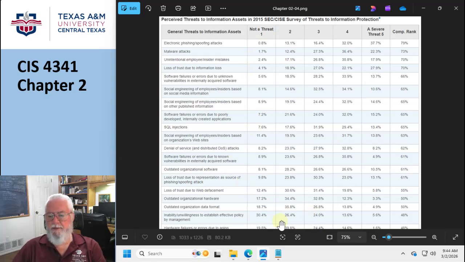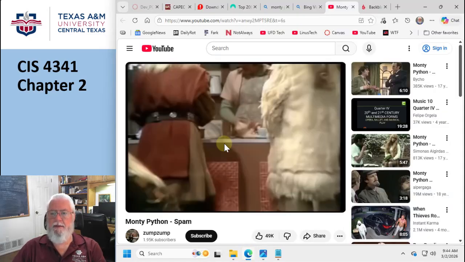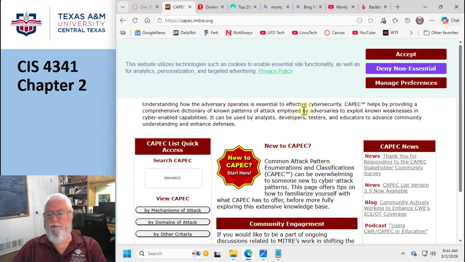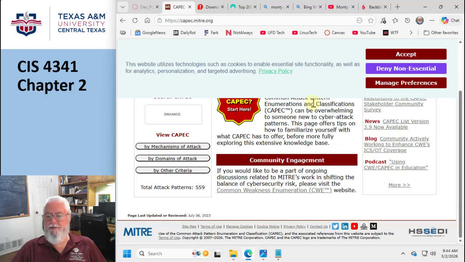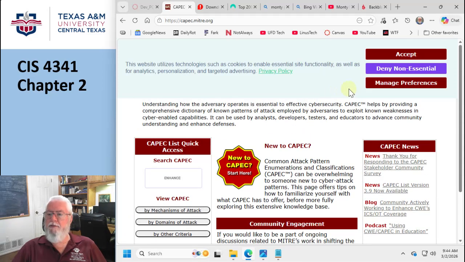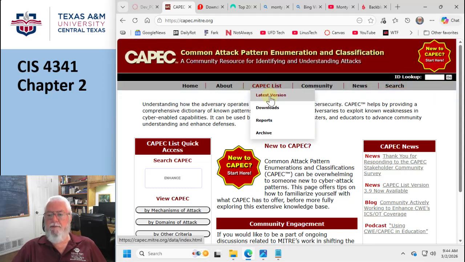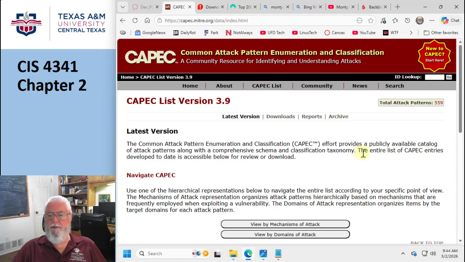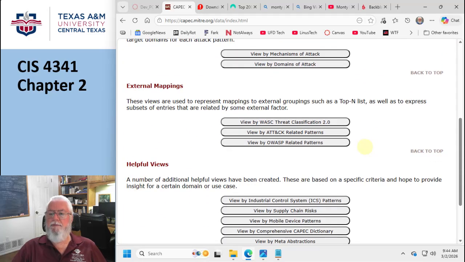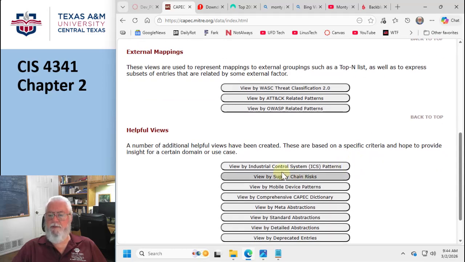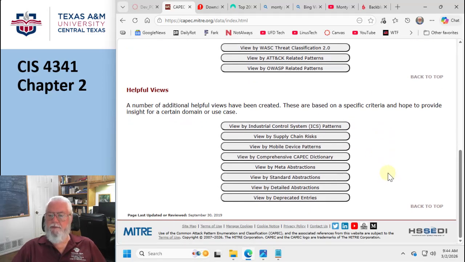Okay, welcome back. We're talking about the CAPEC thing. So here is a common attack pattern classification thing. And it's actually a pretty cool list if you go through and look at the latest version of the things, you know, view by mechanism, view by, all this kind of good stuff. View by supply chain, mobile, et cetera, et cetera.